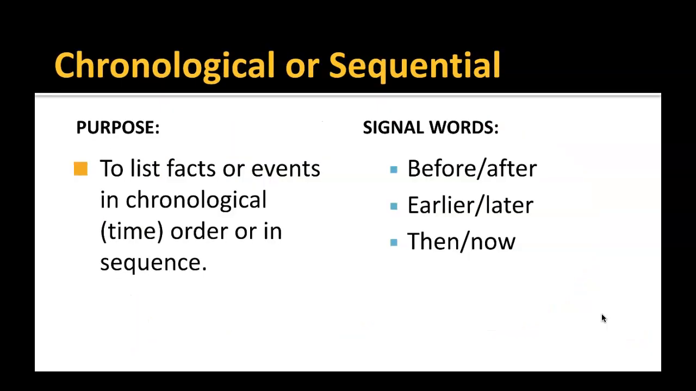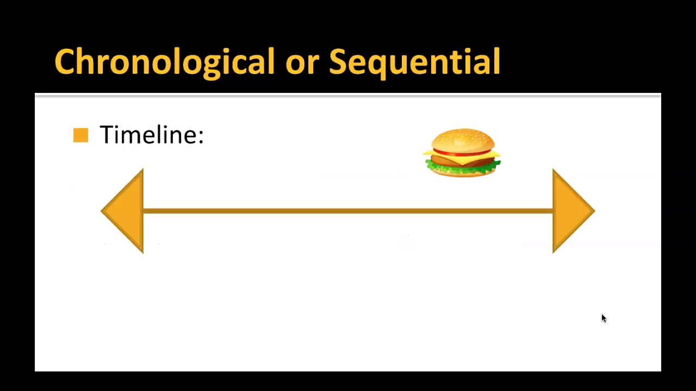Chronological or sequential. We say both of these words for chronological, but chrono means time, so chronological means in time order. When you're reading something like before, after, earlier, later, then, now, it might be chronological, but it could also be cause and effect. So just make sure it's listing a lot of things in order. You see this a lot in history because it has to do with timelines. Whenever you're talking about the history of something, it's often, not always, chronological.